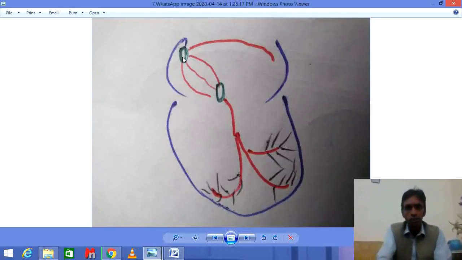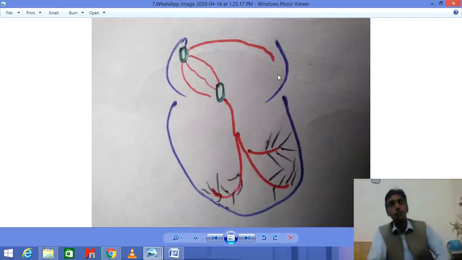What is the application of the SA node and AV node? The SA node is over here to generate the signal. So what is the application of the AV node? The AV node is responsible for the delay of the signal. You can see that the action potential generated in the SA node is conducted from the SA node to the AV node. That is also conducted from the SA node to the right and left atrium.